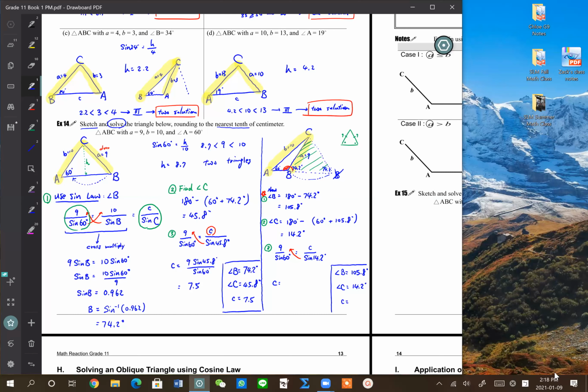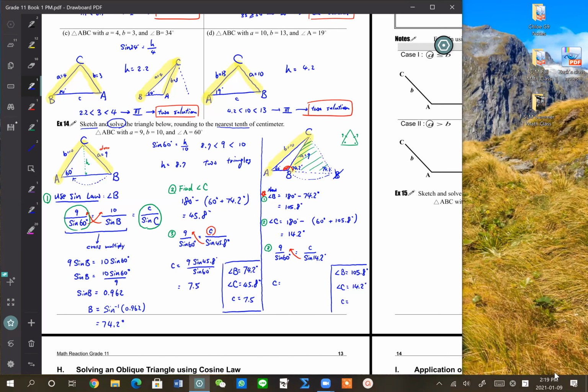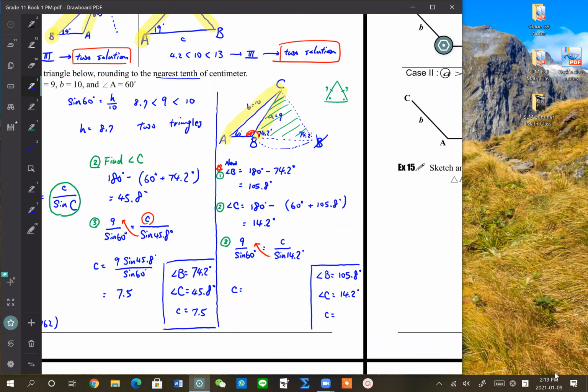Okay, please raise your hand if you got the new size C. Okay, Harry, what's your answer for size C? 2.5. 2.5, very good. Okay, 2.5 is correct.